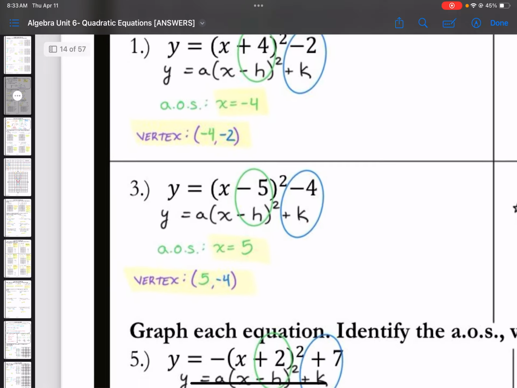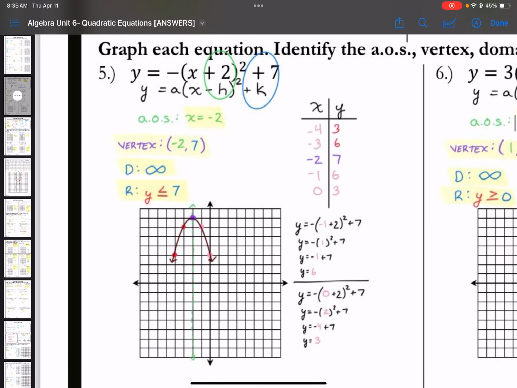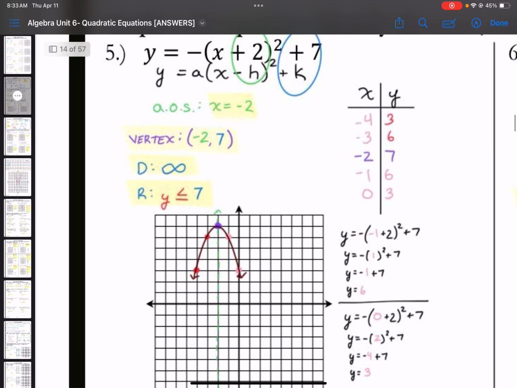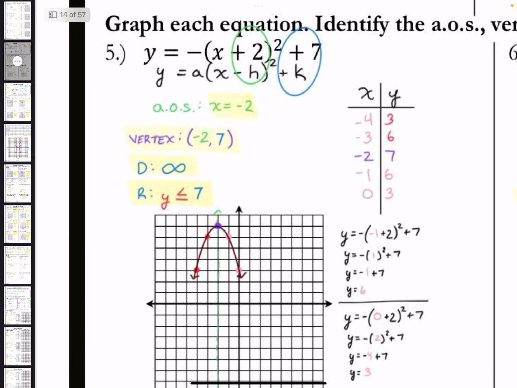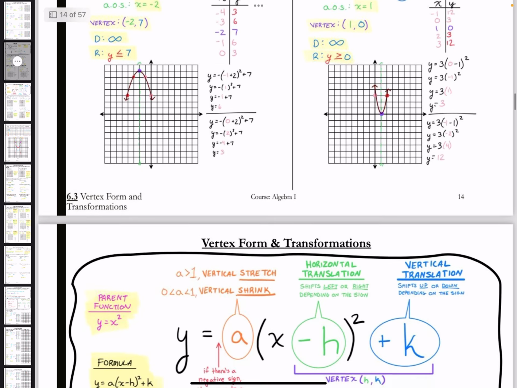Now that you've done number 5, let's check your answers. So here you go. I identified my vertex. I found my AOS, domain and range, created my table, and went from there. However, this is not the only part of 6.3 that we need to go to. There's the transformations part. So go ahead and flip the page and take these notes.